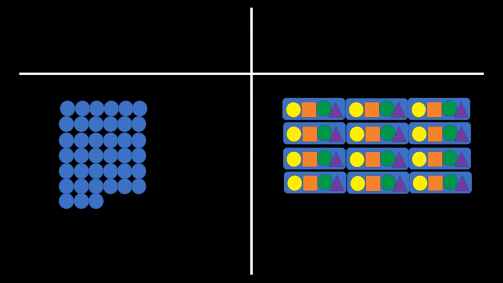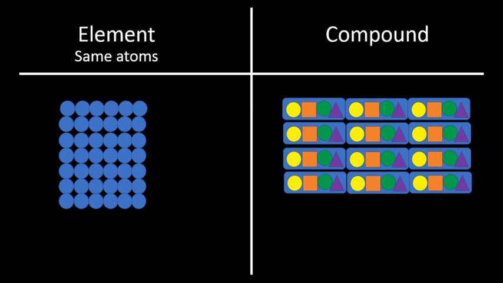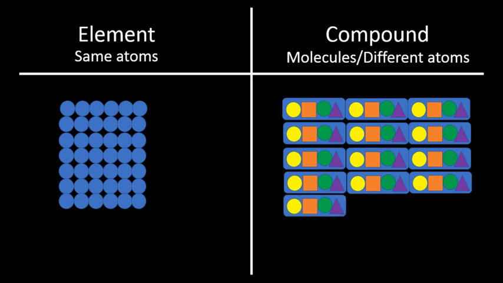Next, we talk about elements and compounds. On the left, we have an element. An element is a substance made up of all the same atoms. So here you see that all the atoms are exactly the same. That would be an element. On the right, we have a compound. A compound is made up of molecules of different atoms. So here you see that the compound is made up of different molecules. Each of those molecules are made up of 4 different atoms.